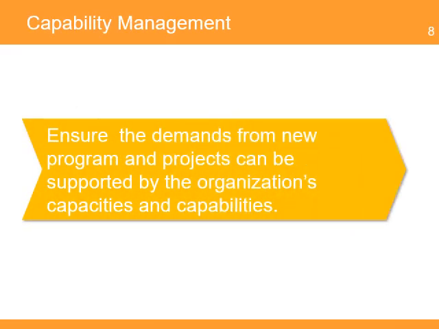The third domain focuses on the processes to ensure the resource demands from new programs and projects can be supported by the organization's capacities and capabilities. Capacity management relates to the work to optimize the use of the organization's resources and maximize their value. It addresses the type, quantity, and time when resources are needed to support the various programs and projects in the portfolio. Capability management also deals with the attributes, competencies, and skills needed in the portfolio of programs and projects.